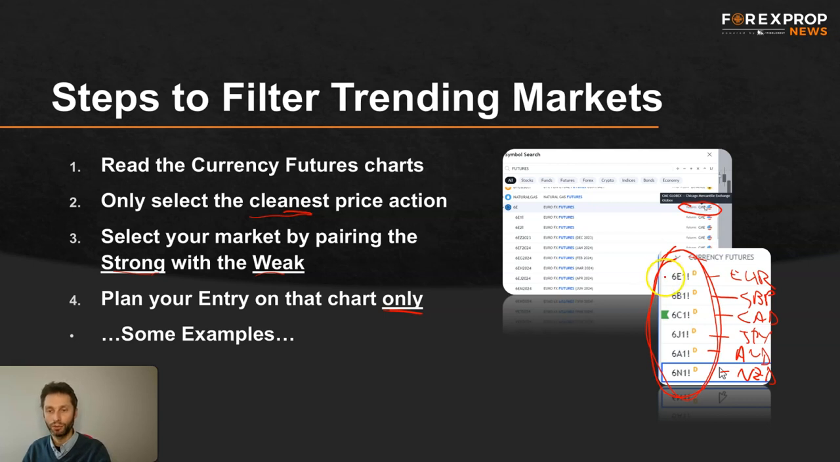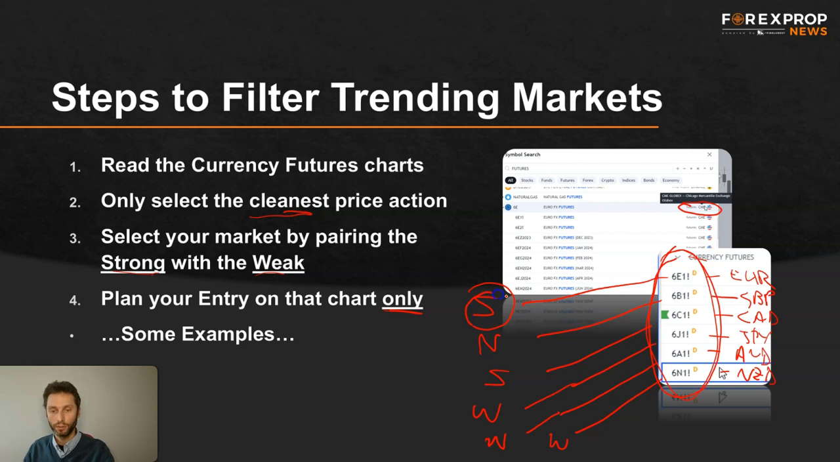Let's say, for example, you analyzed all your charts and saw that euro was strong, pound was neutral, CAD was strong, yen was weak, Aussie was weak, and New Zealand was weak. So what do you do? You take the strong one and pair it with the weak. In this case, we have euro strong and yen weak, so we will have euro yen buy. Then we'll have euro, which is strong, and Aussie, which is weak, so we'll have euro Aussie buy.